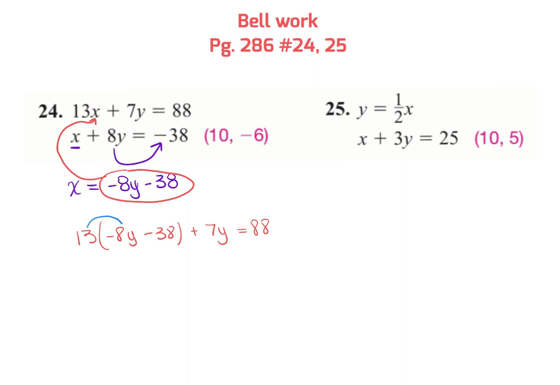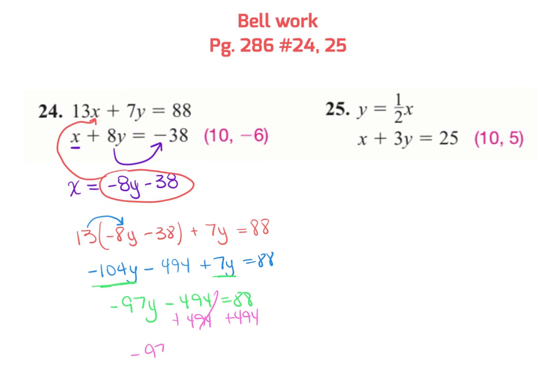So I'm going to say 13 times 8 is 104. And then 13 times 38 is 494, plus 7y. Like I said, I won't give you numbers this big. All right, combine these guys. Negative 104y and positive 7y. You're going to get negative 97y minus 494 equals 88.